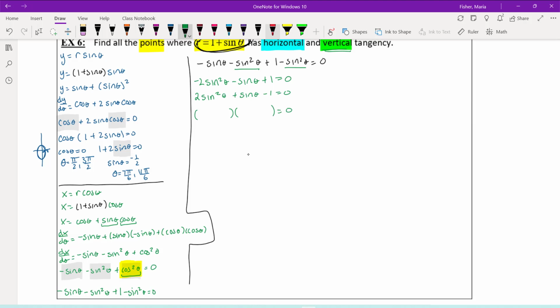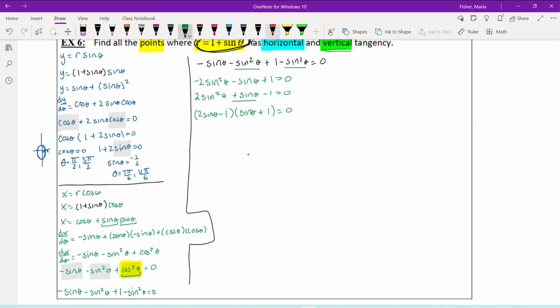The only things that are going to multiply to 2 sine squared are going to be 2 sine of theta and sine of theta. The only thing that's going to multiply to 1 are 1 and 1. I just need to figure out where my signs go. Well, I need a positive sine of theta in the middle, so this guy has to be positive and that guy has to be negative. So 2 sine squared theta plus sine theta minus 1 factors as 2 sine theta minus 1 times sine theta plus 1.